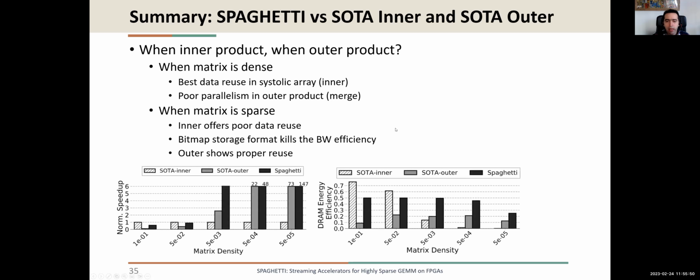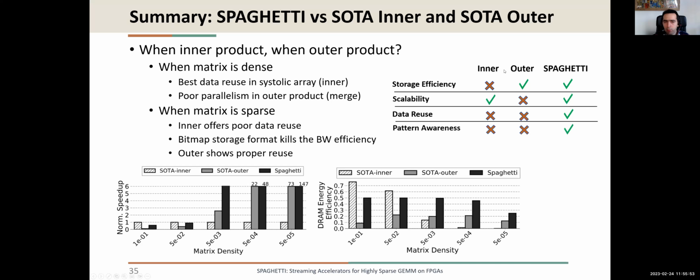So in summary, we talked about inner product accelerators and outer product accelerators, and Spaghetti is better in terms of scalability and data reuse, and we propose a pattern-aware scheduler. In general, we observed that for highly sparse GEMM, outer product is a better approach compared to inner product. But for relatively dense GEMM, like what we have in deep learning, it's debatable. I think inner product might be a little bit better.